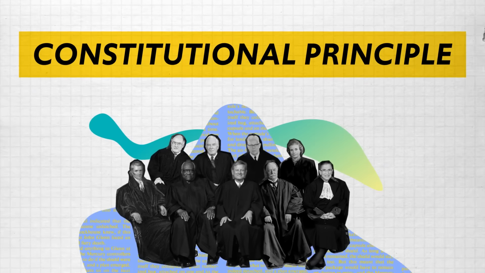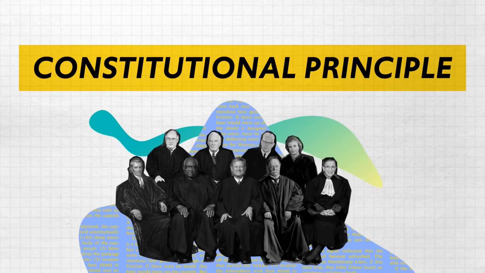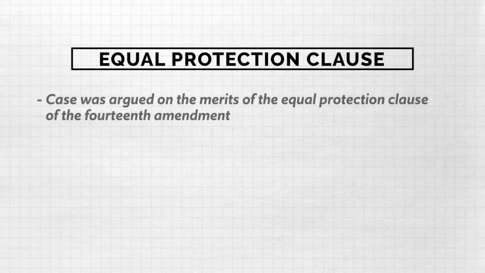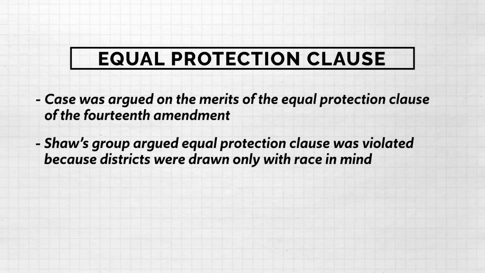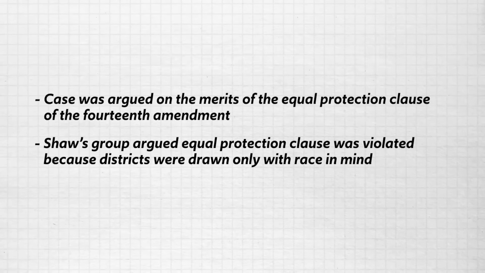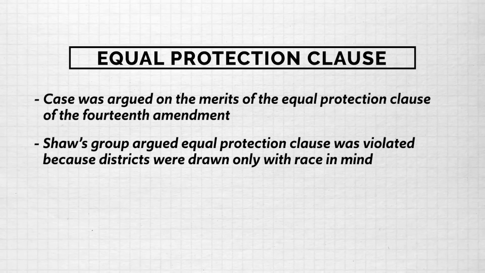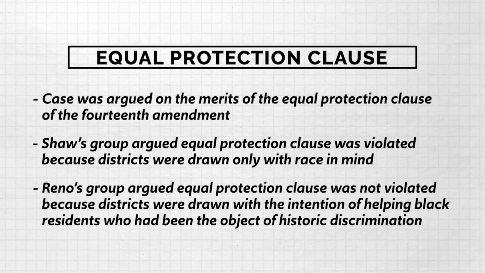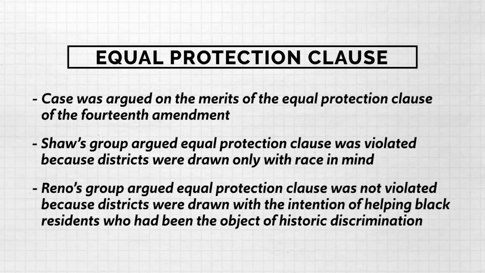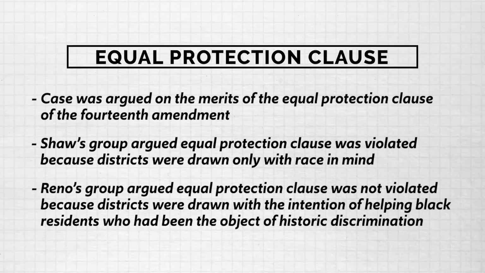Okay, so what was the constitutional principle at stake? This case was argued on the merits of the Equal Protection Clause of the 14th Amendment. On one side, those citizens in Shaw's group argued that the Equal Protection Clause was violated because the districts were drawn only with race in mind. On Reno's side, they argued that the Equal Protection Clause was not violated because these districts were drawn with the intention of helping black residents who had been the object of historical discrimination.